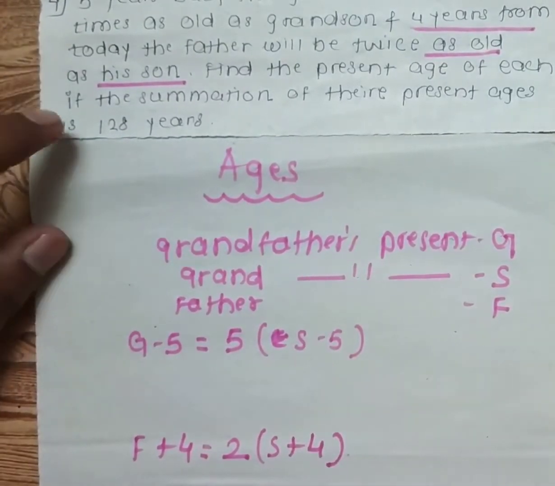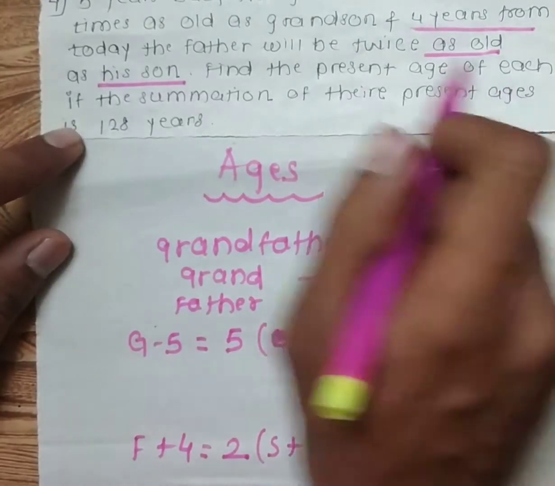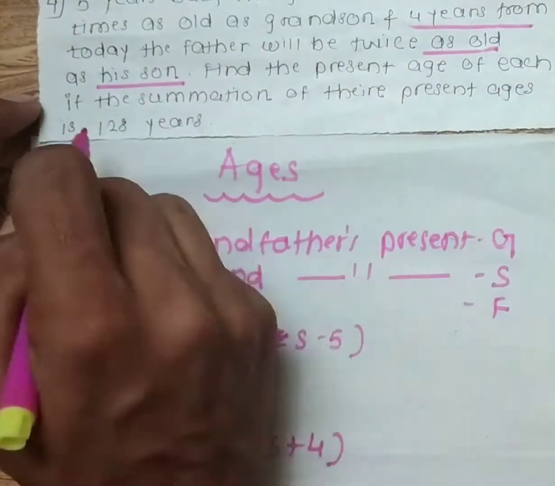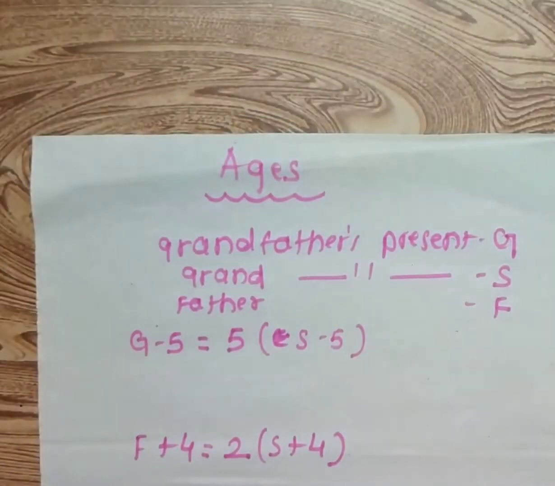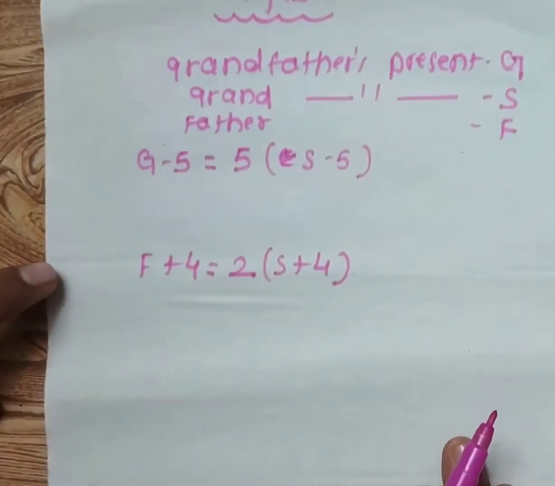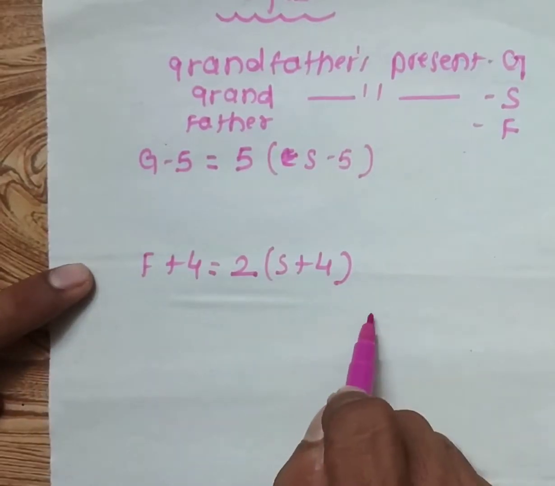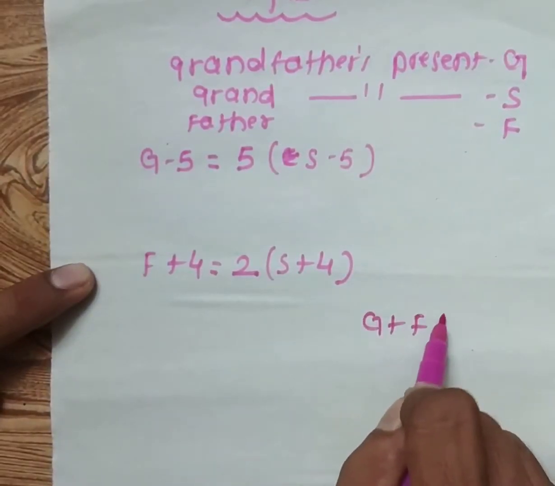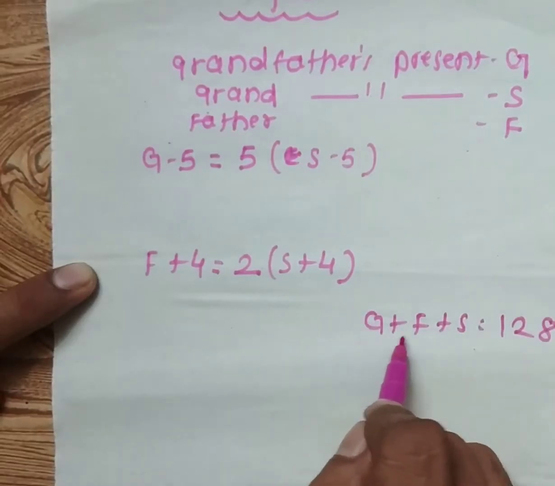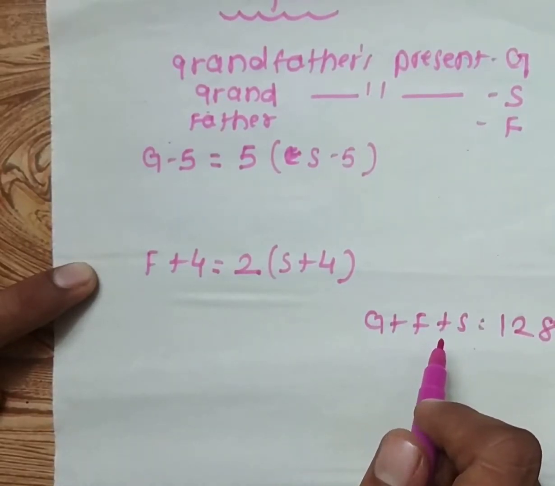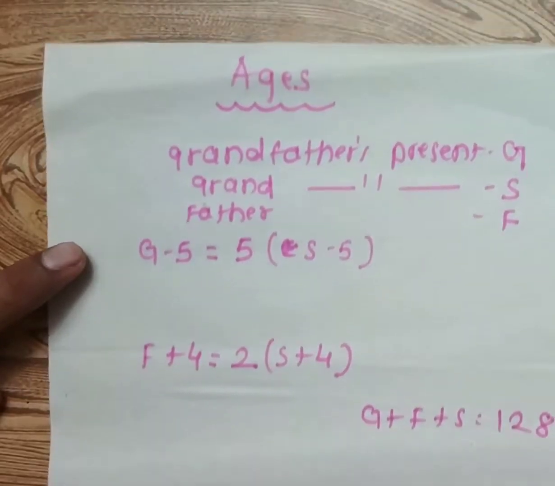Okay, find the present ages if the summation of their present ages is 128 years. So I can write here G plus F plus S is equal to 128. These are all the present ages of the grandfather, father and son. We just got these equations.